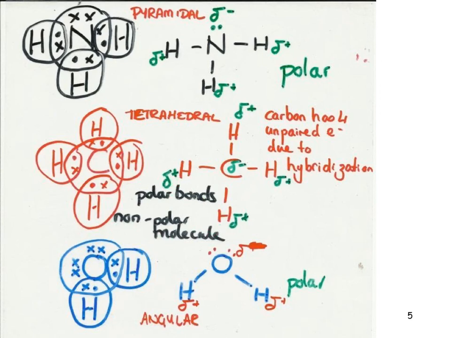Water, on the other hand, has got oxygen, which has a higher electronegativity than hydrogen. So it shares electrons with the hydrogen. The hydrogens become slightly positive. The oxygens become slightly negative. It's a polar molecule. The shape of this molecule is called angular.